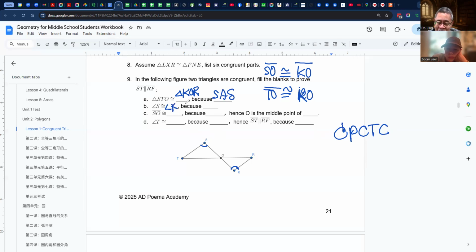So we write it as CPCTC, congruent parts of congruent triangles are congruent. So that's what CPCTC means. Okay, are we good on that? All right, let's do C.